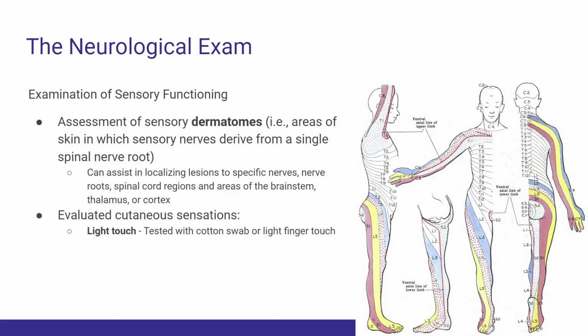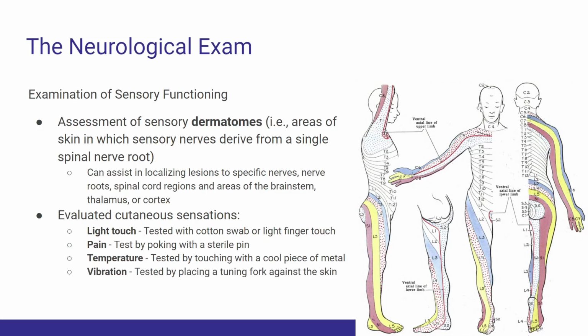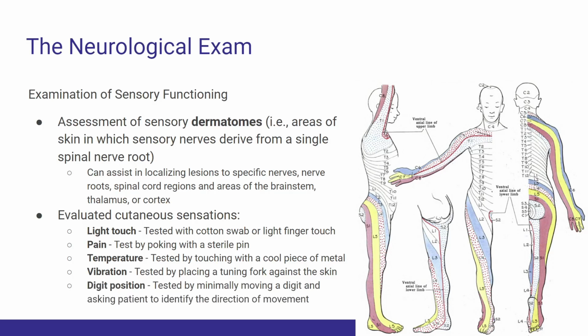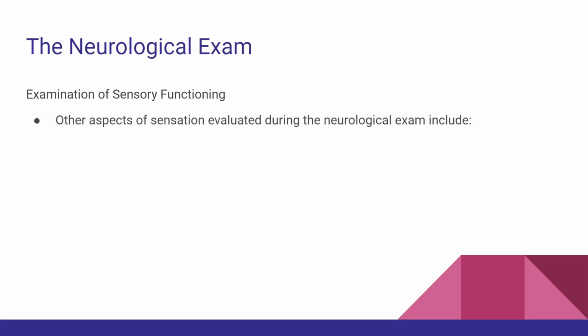And these dermatomes will be tested using a light touch, using things like a cotton swab or just a light finger touch. They'll test for pain by poking with a sterile pin along the dermatome. They'll test someone's sensitivity to temperature, usually by placing a cold piece of metal against that part of the dermatome, as well as vibration by placing a vibrating tuning fork against the skin. They'll also test digital position by minimally moving someone's finger or toe and then asking the patient the direction of the movement. There's a few other important concepts when it comes to testing sensory functioning.